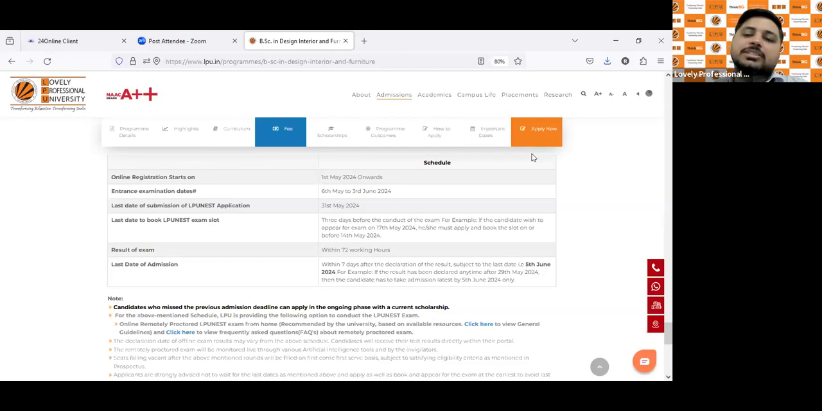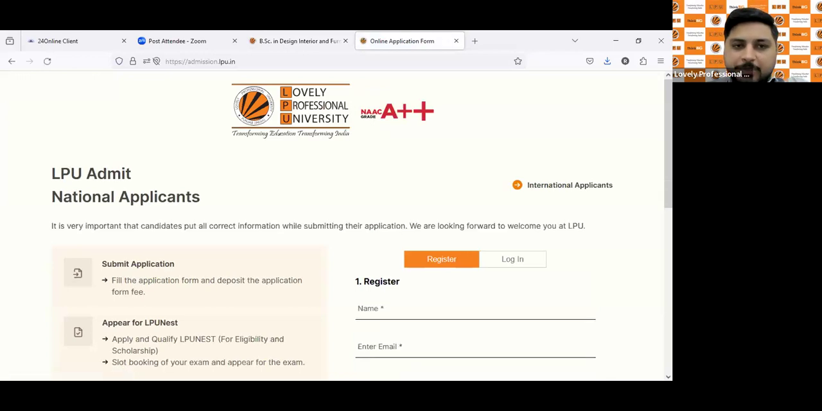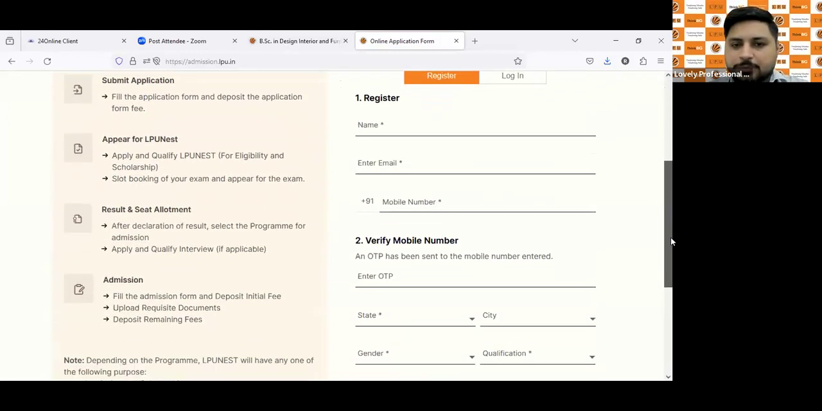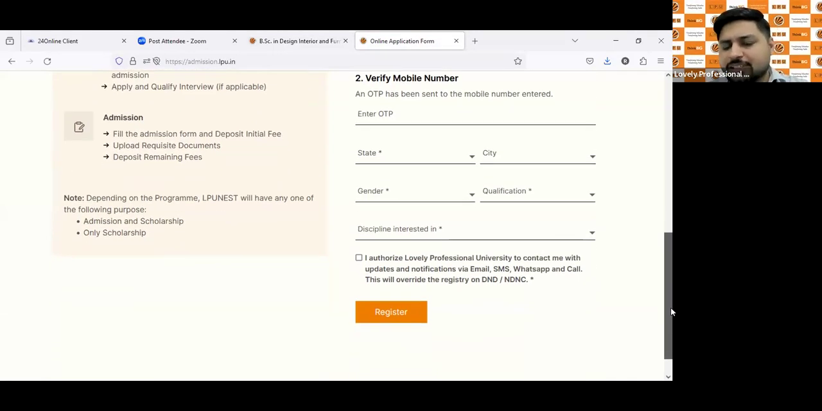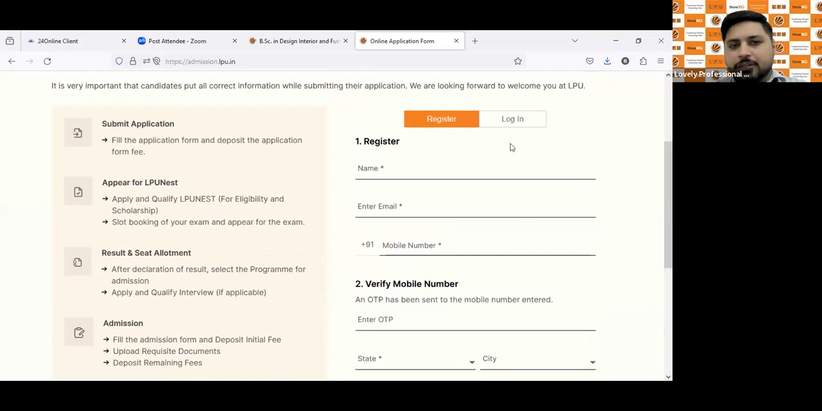So now how can you actually apply for LPNest? Next comes to mind how we can actually apply. So simply you can click here on apply now. Otherwise I'm sharing with you the direct link, that is admission.lpu.in. So here you need to register yourself with your general details. Once you fill in these details, you will get all your credentials through email and SMS, and you can log in to your account and you can book your LPNest. What is the fee for LPNest? The fee for LPNest is 1,000 for male applicants and 500 for female applicants if you apply without the hard copy of the LPNest kit.